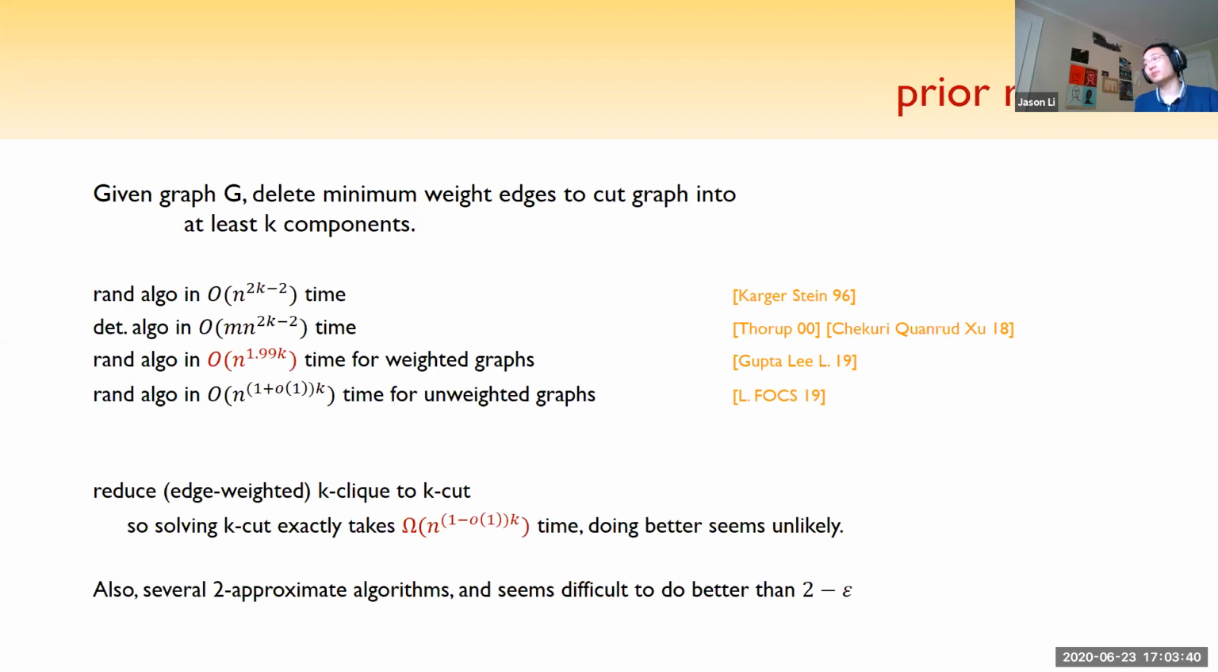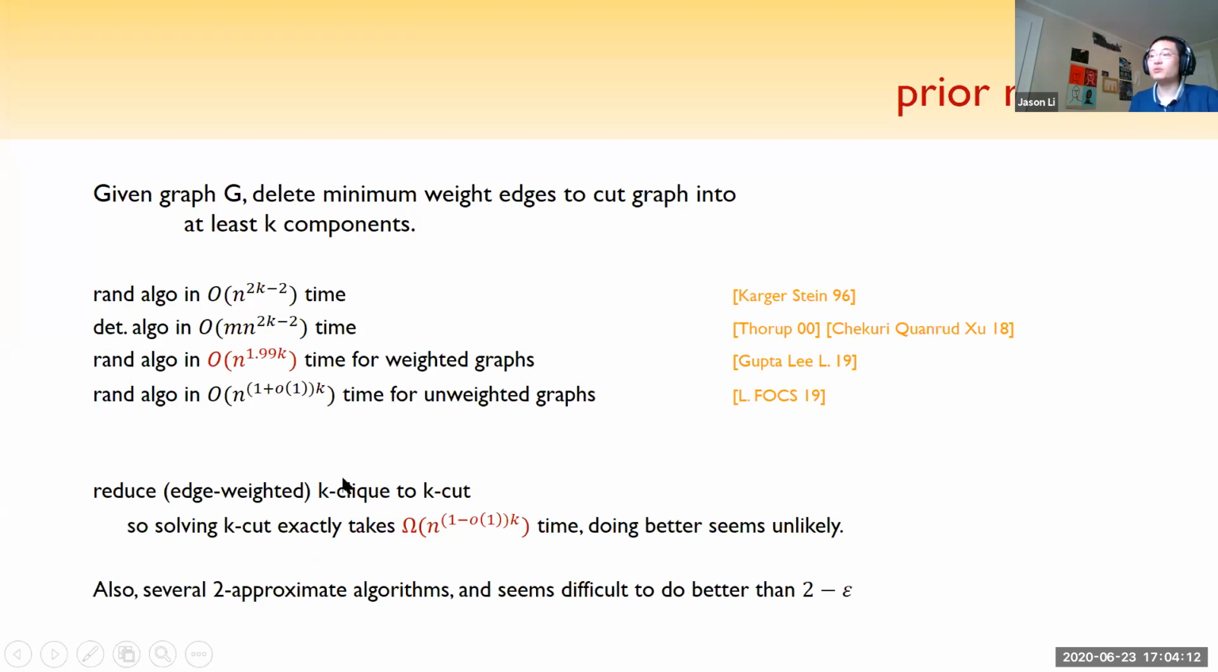Prior work on this. The most well-known result for this problem is the randomized algorithm by Karger and Stein, which is a generalization of Karger's randomized contraction algorithm for the global min-cut problem. Recently, there's been some improvement, first by getting a deterministic algorithm, and then by improving the factor 2 in the exponent to something slightly less.